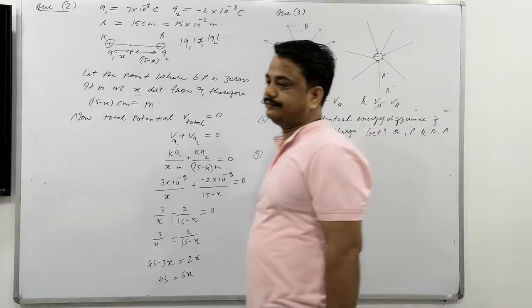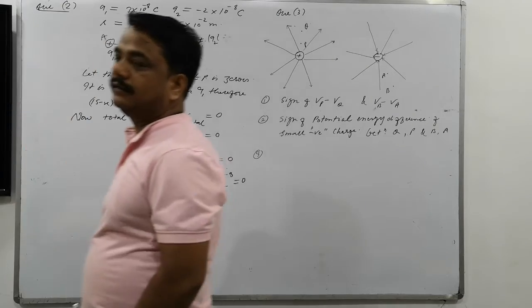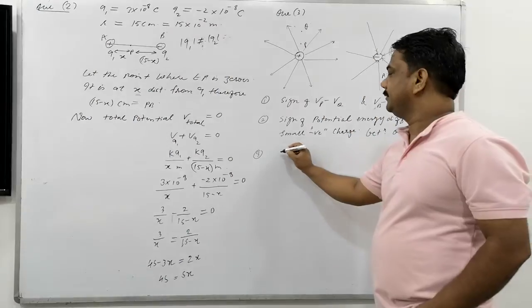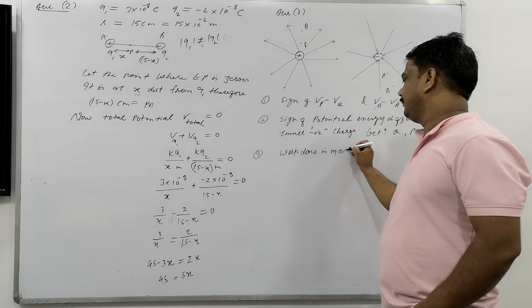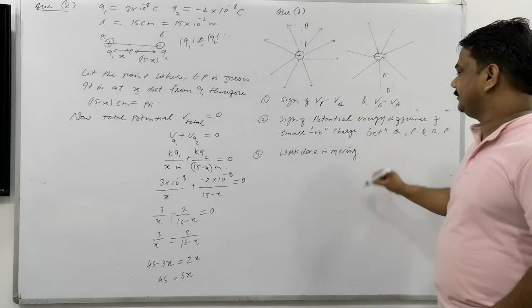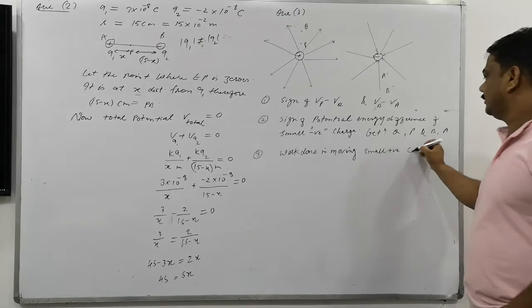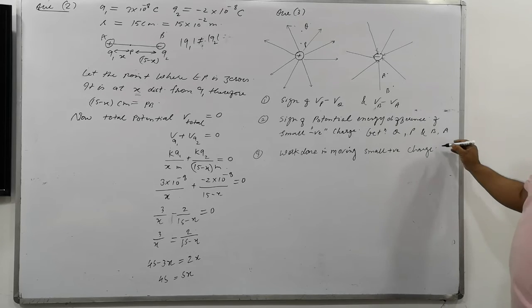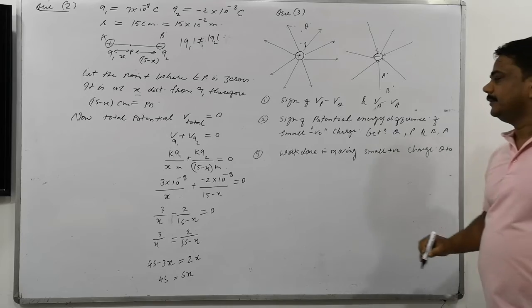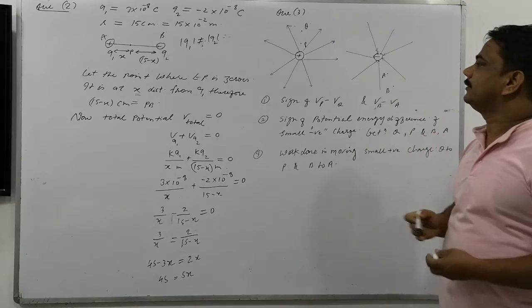And third also, give the sign of work done by the field in moving a small positive charge. Work done in moving a small positive charge from Q to P and B to A. Okay, I will just explain this later. Some more questions we'll discuss later.